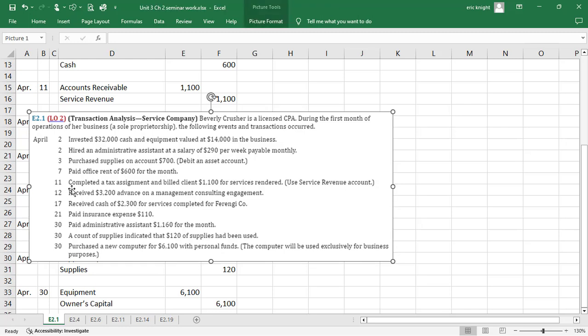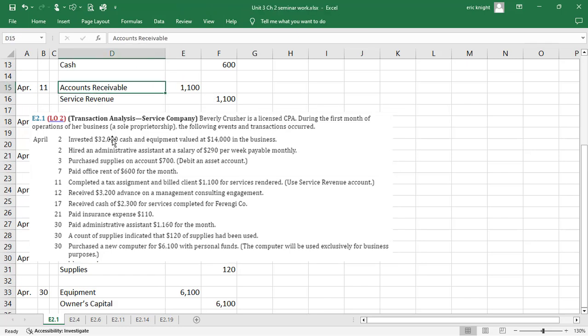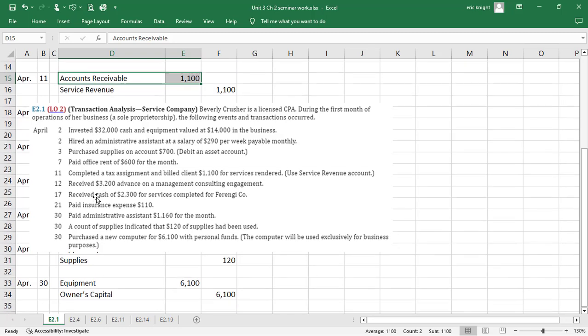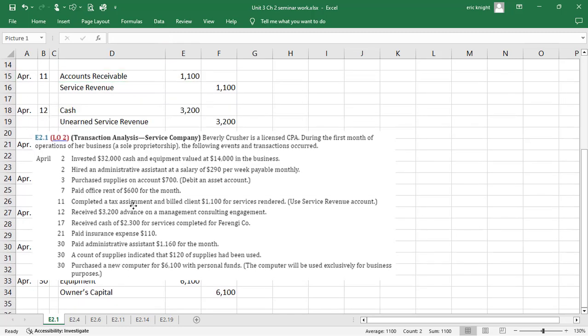Then we get to April 11th, and on April 11th we completed a job, and so that means that we earned revenue. You only have revenue when you did the work; you don't have revenue until you do the work. So we completed the assignment, and we get $1,100. That's revenue, that's a credit, but we haven't been paid, and that's why we have the receivable. So remember, receivables are assets, and anytime you want to increase an asset, you do a debit.